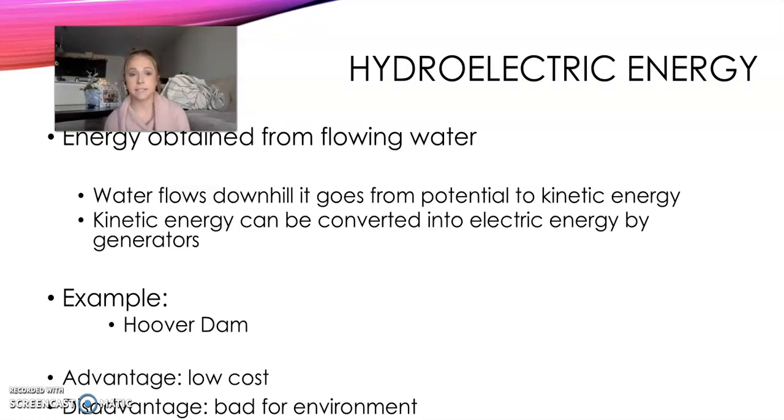And we use these dams, or sometimes you can even use just the regular flow of a river. But with the dams, what you can do is block it off, and it causes all that water to gain potential energy, and then when you release it, you have a huge flow of kinetic energy, and then once again it gets transferred into electric energy.